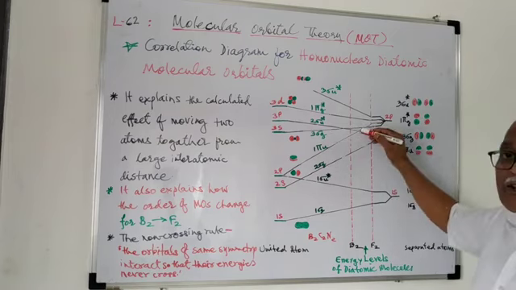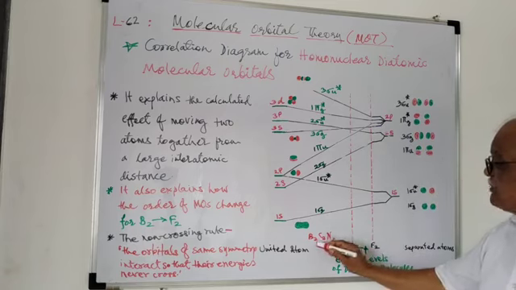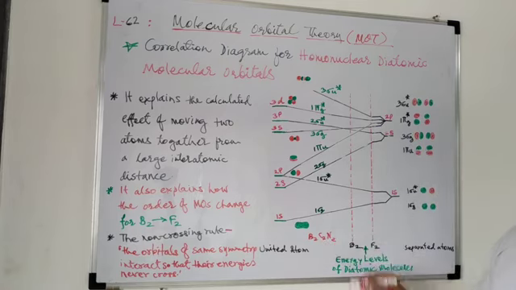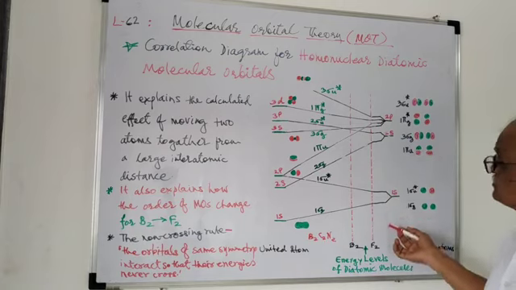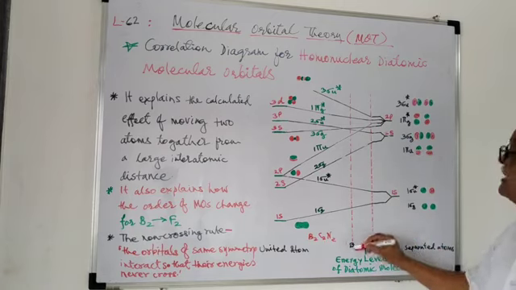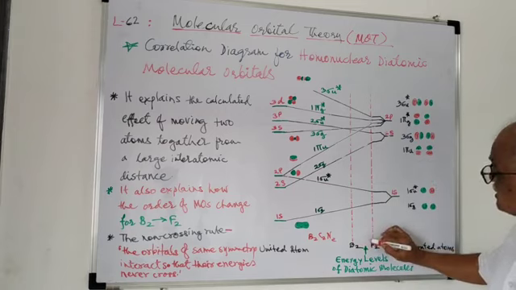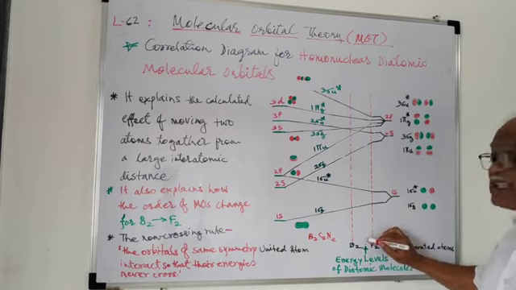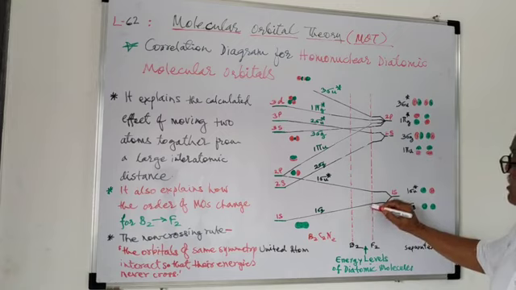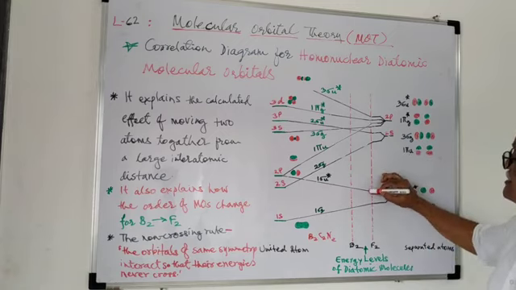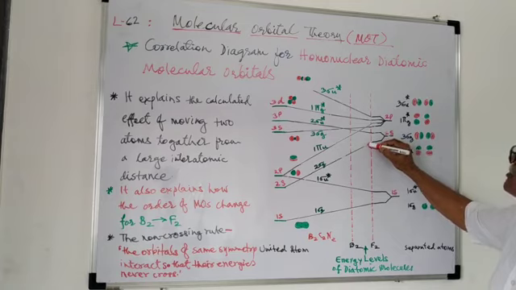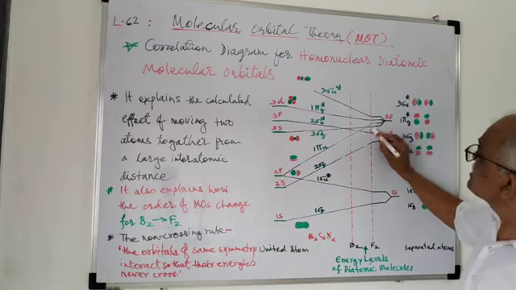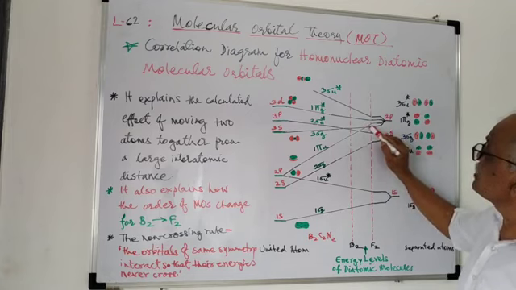So the order of the molecular orbitals is like this. As we move from B2 to C2, the order is the same. C2 and N2 order is also the same. But when we go to the next, that is O2, which is before F2, you will find the order is like this: 1 sigma g, then 1 sigma u star, then here 2 sigma g, and here the sigma g is lower in energy.